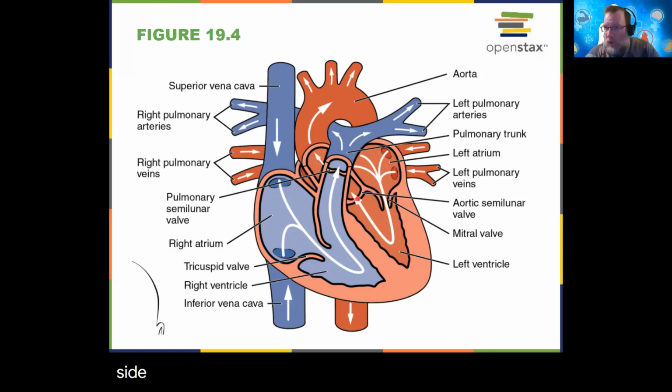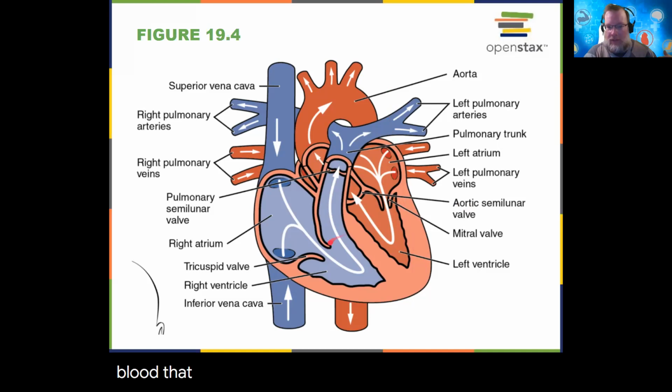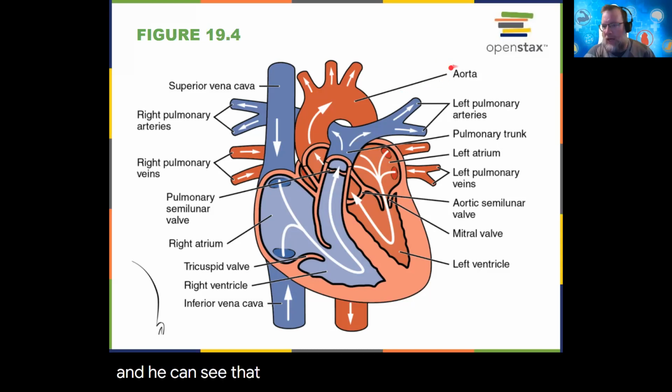We're going to pass through another valve as we leave the left ventricle. Just like when we left the right ventricle, we went through the pulmonary valve, as we leave the left ventricle, we're going to pass through the aortic valve. Blood that left the right side was going toward the lungs, so we had the word pulmonary. Blood that's leaving the left side of the heart is going to enter first into what we call the aorta. You can see that term all the way up here. Aorta is the largest artery in the body.